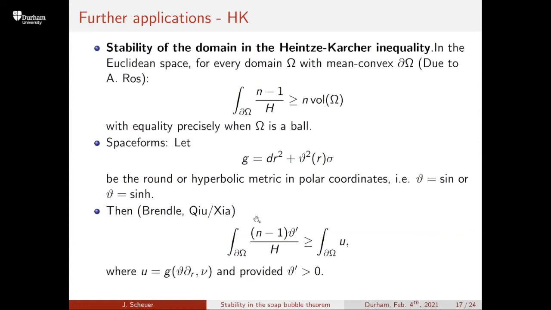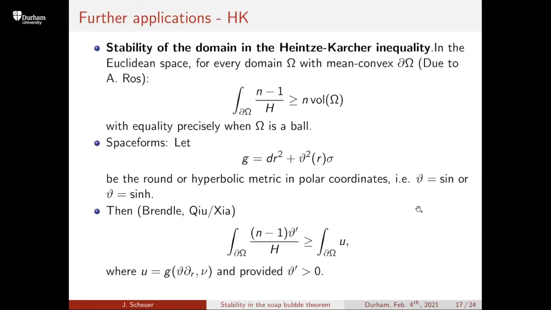So it basically looks exactly the same. The only difference is you need this nonlinear theta prime now. In the Euclidean space, this is one, but in the general space form, this is the cosine or the hyperbolic cosine of the radial distance. And U is the generalized support function of the hypersurface, which in the Euclidean case would be precisely the volume of omega. Okay, this whole integral here.